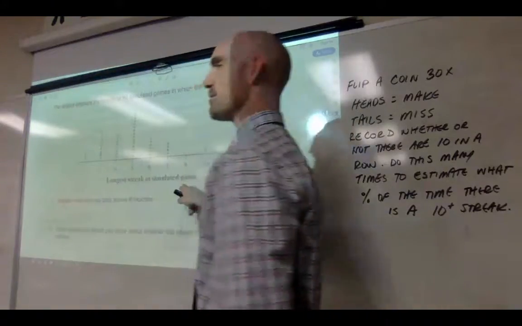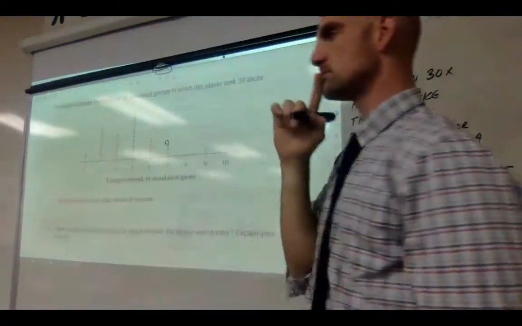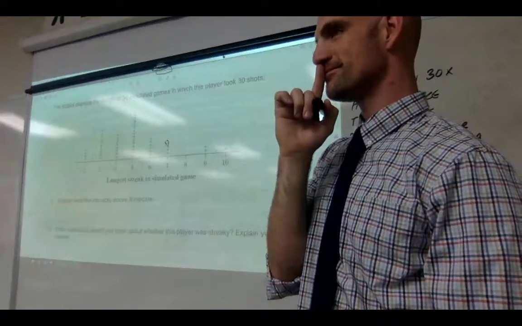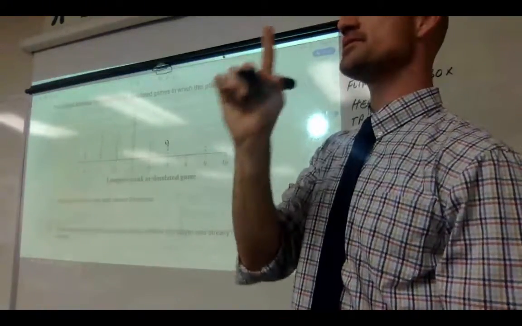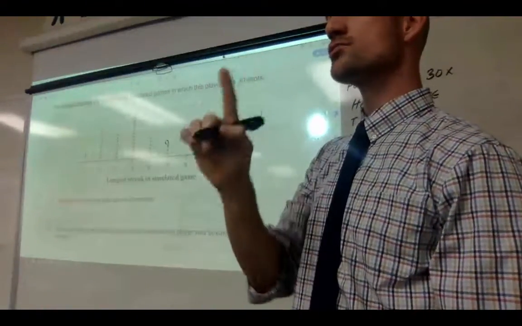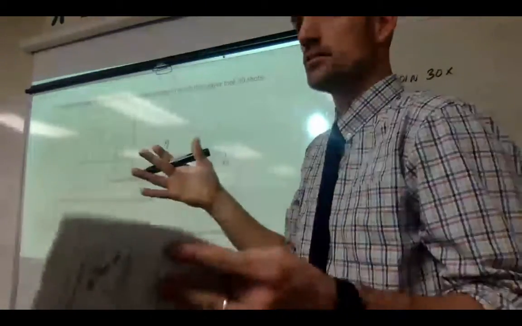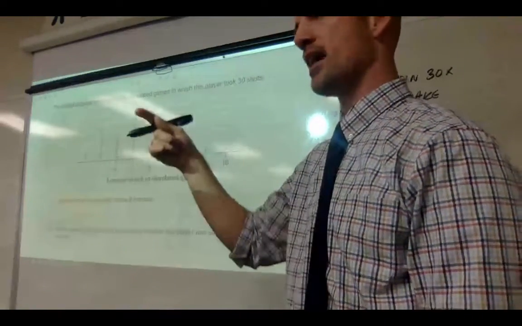The longest streak in the simulated game. What does this one dot represent? They got a streak of seven during one game, one period of 30 shots. That one dot above 7 means one streak of 7 in 30 shots of one simulated game. So make sure you understand that.